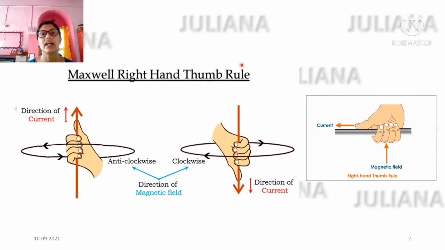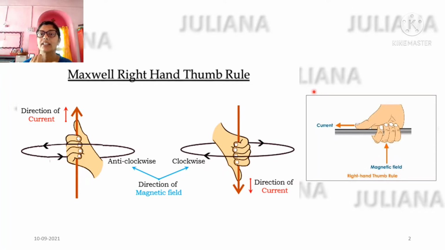What happens when the current is flowing downwards? Then align your right hand thumb downwards and check how the fingers curl. We realize that this time the magnetic field is produced in a clockwise direction, as our fingers curl towards the clockwise direction. What happens when the current is flowing towards the left?